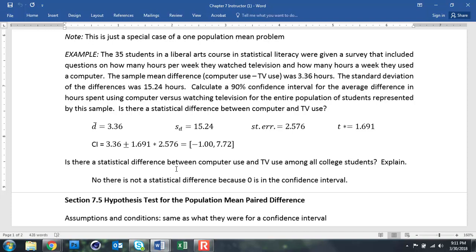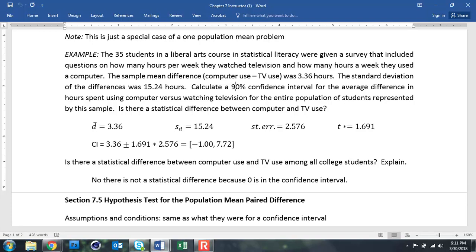So d-bar is 3.36. That's the sample mean of the differences. s sub d is 15.24, the sample standard deviation of the differences. Our standard error, we take 15.24 divided by the square root of 35, and we get 2.576. For our t-star multiplier, we go to our t-star multiplier table, we use 34 degrees of freedom, looking for a 90% confidence interval, and our t-star multiplier is 1.691.